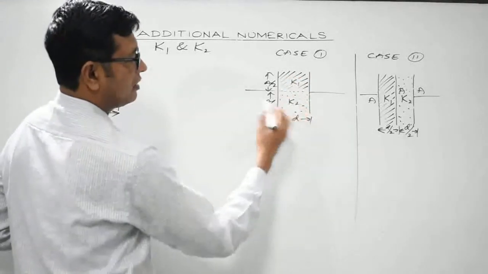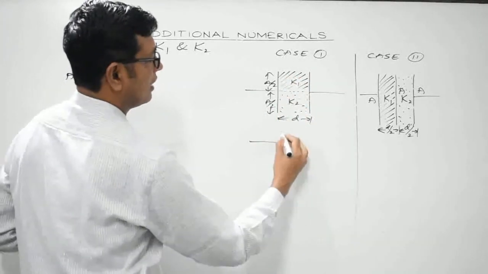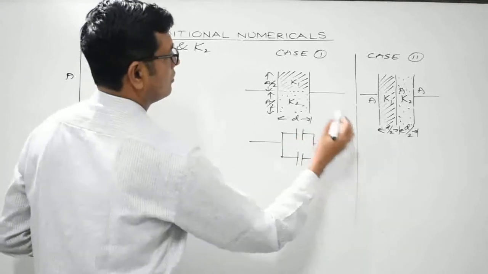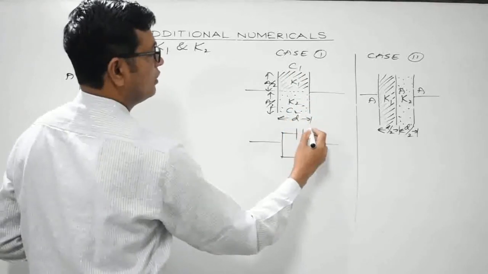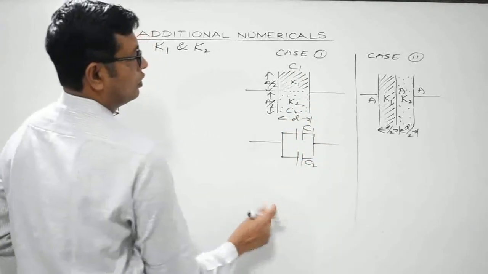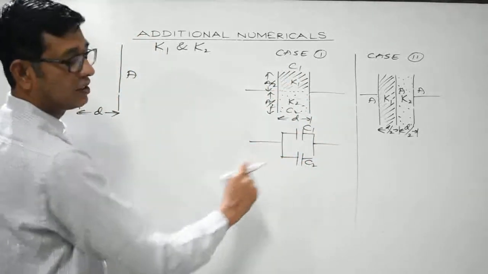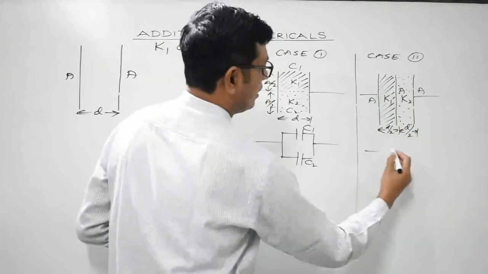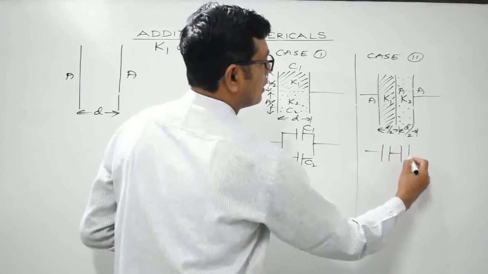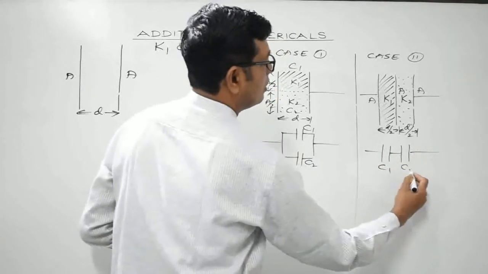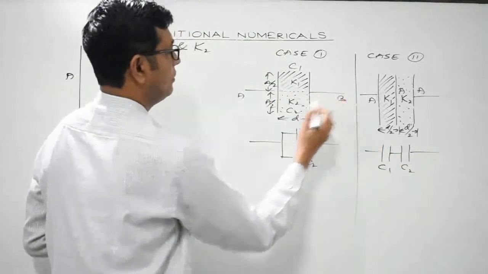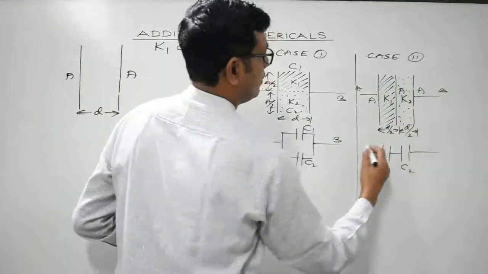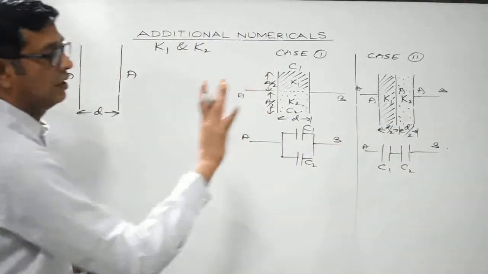Okay, the first is equivalent to two capacitors connected in parallel like this. Suppose this is C1 and C2. This other one, with end-to-end connection, is equivalent to two capacitors connected in series. This is C1, this is C2. Suppose this is the point A, B. Right? I hope it's pretty clear.